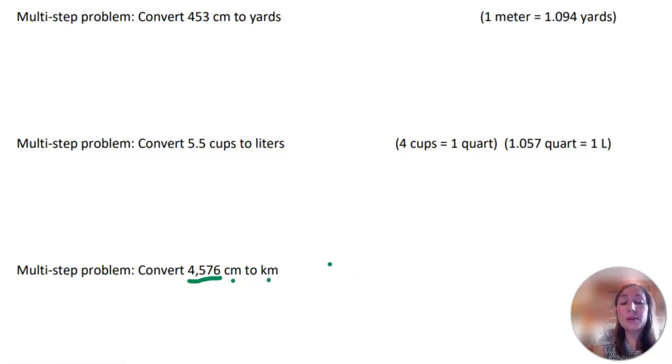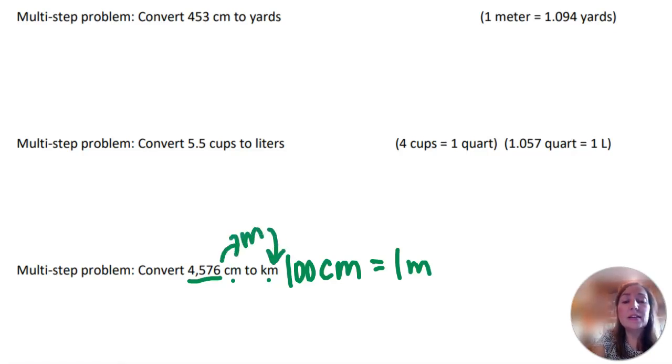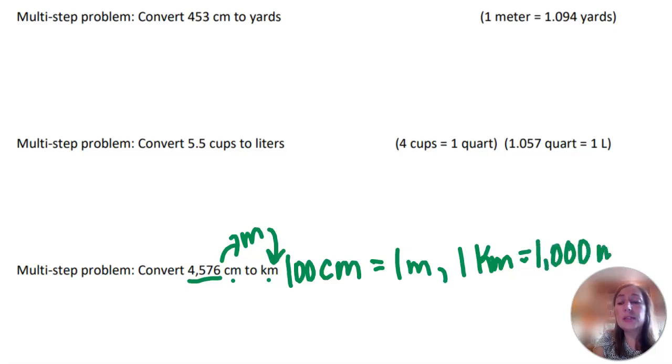Well, let's see. What do we know about centimeters? Do we know how many are in 1 big meter? Sure do, 100. So it looks like we could go through meters, right? And then to kilometers. Because we also know 1 big kilometer has 1,000 little meters. I wish I would have used more of a lowercase k there. I'll make it look like a lowercase k.